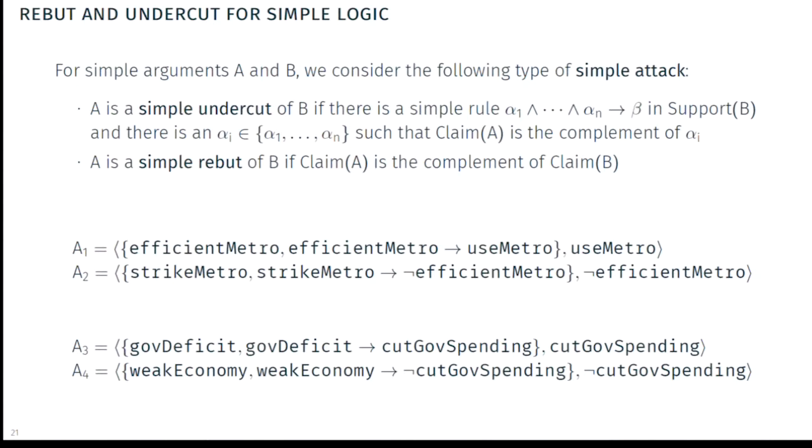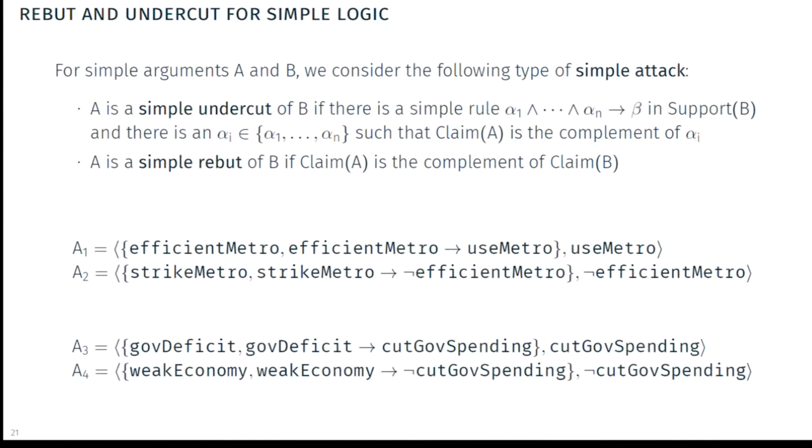If we take these two simple examples: if you have an efficient metro, you can use the metro, therefore you should use the metro. And then you have a strike linking to not having an efficient metro, therefore the metro is not efficient. This contradicts the premise in the first argument. So this is a case of a simple undercut.